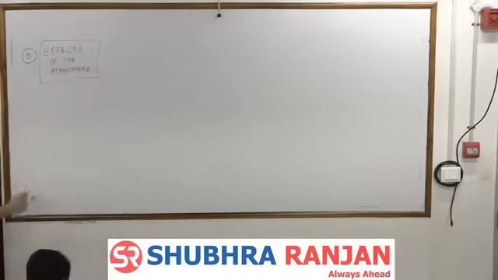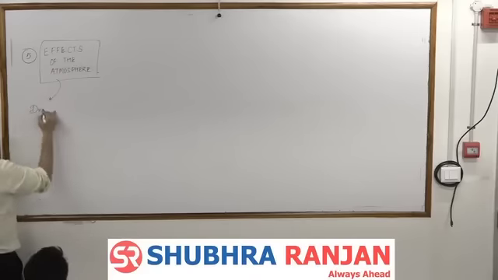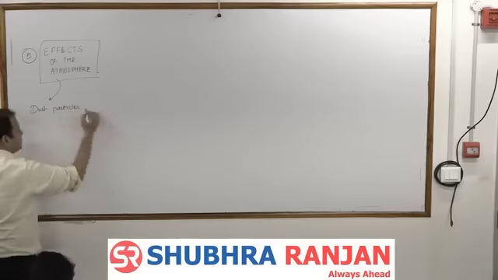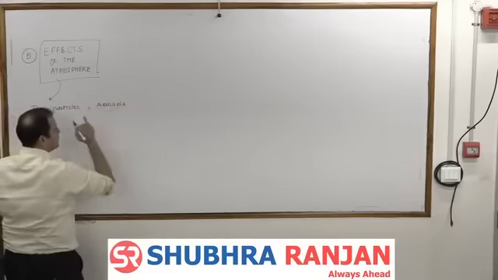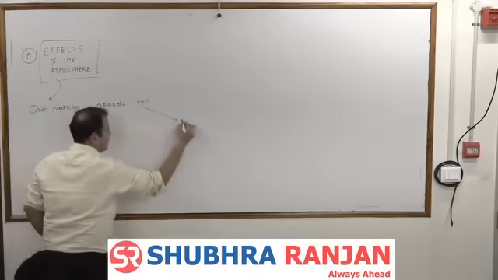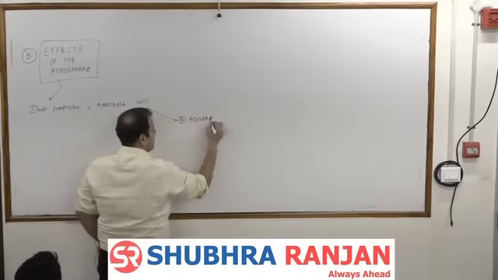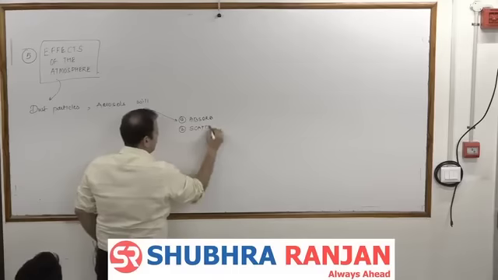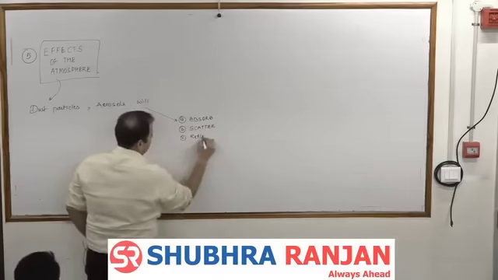Effects of the atmosphere. What are the effects of the atmosphere? Dust particles, aerosols, etc. will क्या क्या करेंगे? Absorb, scatter and reflect the sunlight.